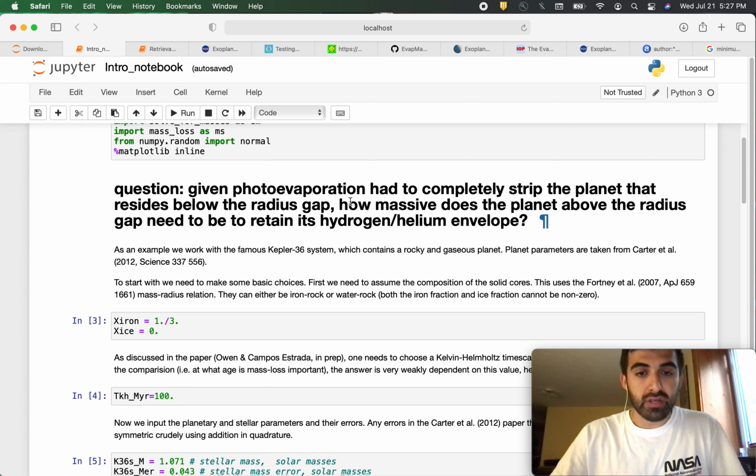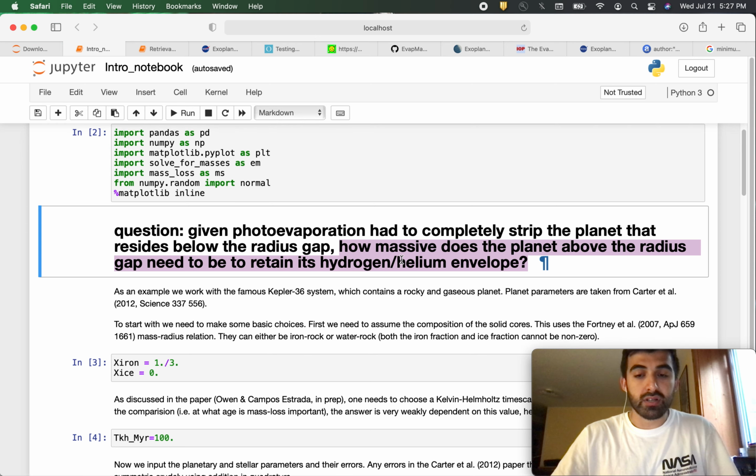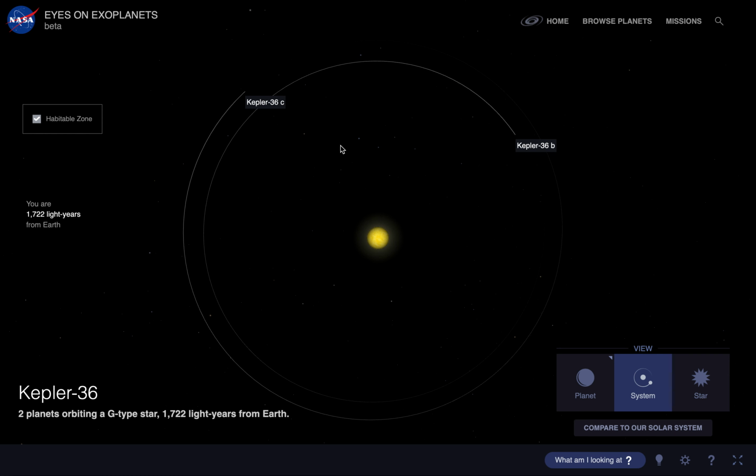Given the photoevaporation had to completely strip the planet that resides below the radius gap, how massive does the planet above the radius gap need to be to retain its hydrogen-helium envelope? In other words, if we have some system like this, and we have a planet like Kepler-36c, that is super close to its star and only about 3 Earth radii, how massive does this planet need to be in order to retain its atmosphere?